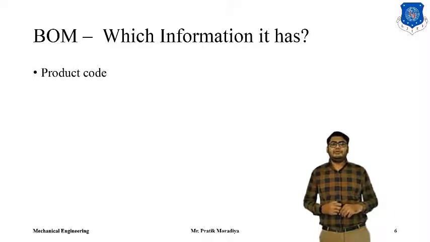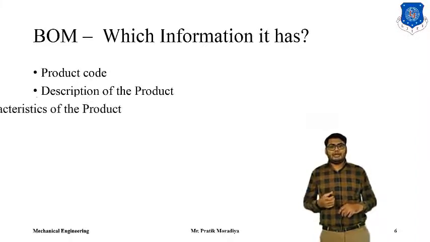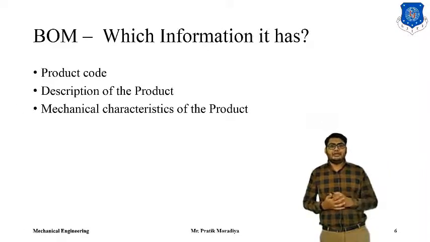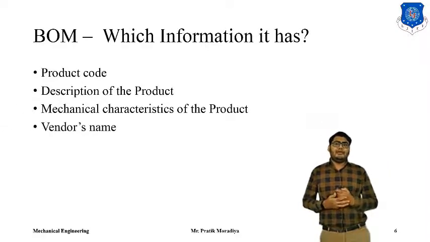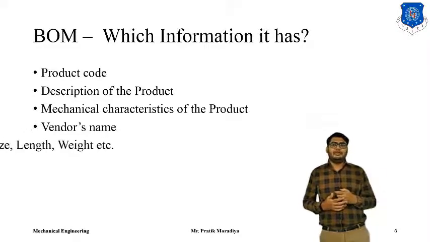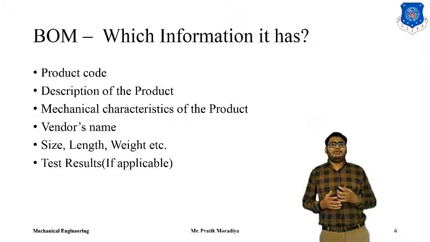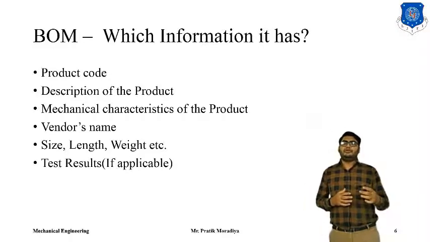What information will a bill of material have? It will have the product code, the description of the product, the cost or mechanical characteristics of the product, and the vendor's name, who will sell the product, from where to purchase that product. It will have its size, weight, dimensions, etc. And it will have test results, if you have made it mandatory that after you purchase some raw material, you also have to test it.